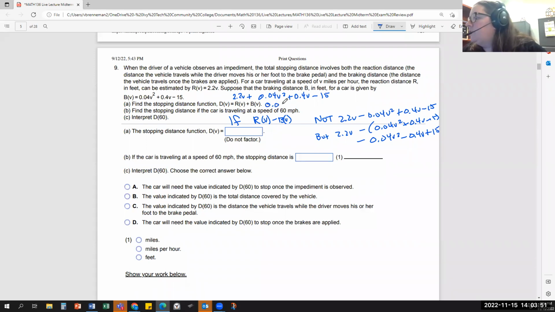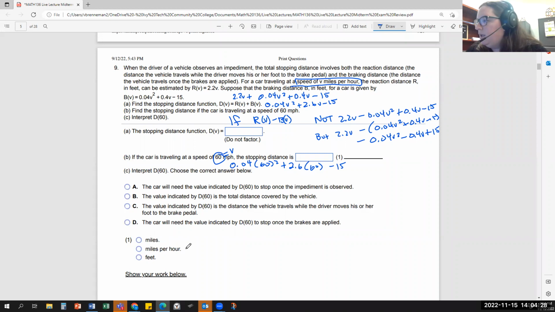So you'd have 0.04 V squared plus 2.6 V minus 15. So it says the speed of V miles per hour. So V represents the speed. So if we have 60 miles per hour, that's a value for V. So we would plug that into the function. 0.04 times 60 squared plus 2.6 times 60 minus 15. I'm not going to take time to actually calculate that, but that would be what you would do.